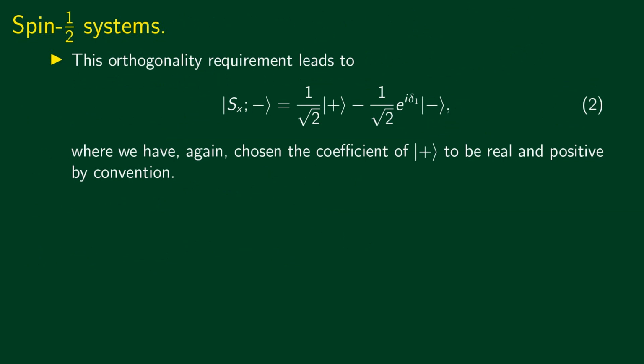To summarize, we have got ket Sx plus equal to 1 by root 2 ket plus plus 1 by root 2 e raised to i delta 1 ket minus. And using the orthogonality requirement, we can write ket Sx minus as 1 by root 2 ket plus minus 1 by root 2 e raised to i delta 1 ket minus, where we have again chosen the coefficient of ket plus to be real and positive by convention.